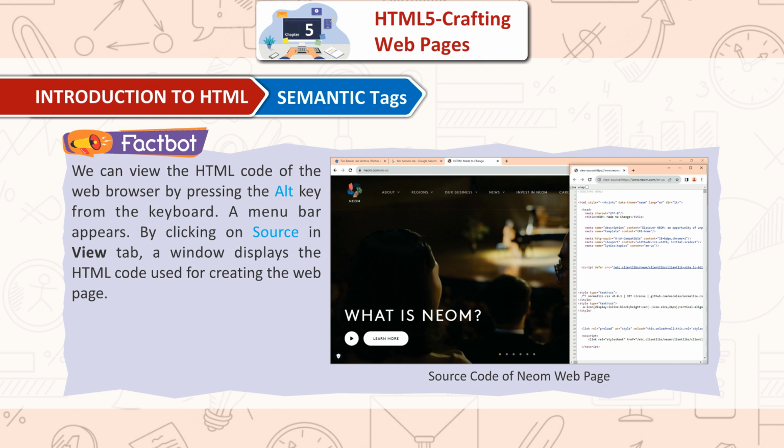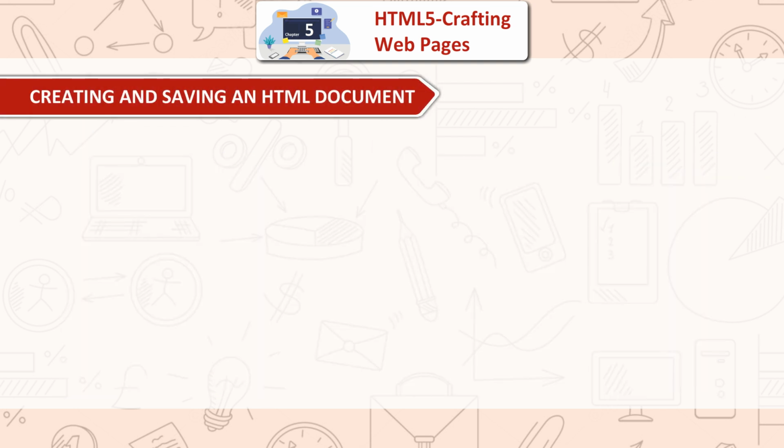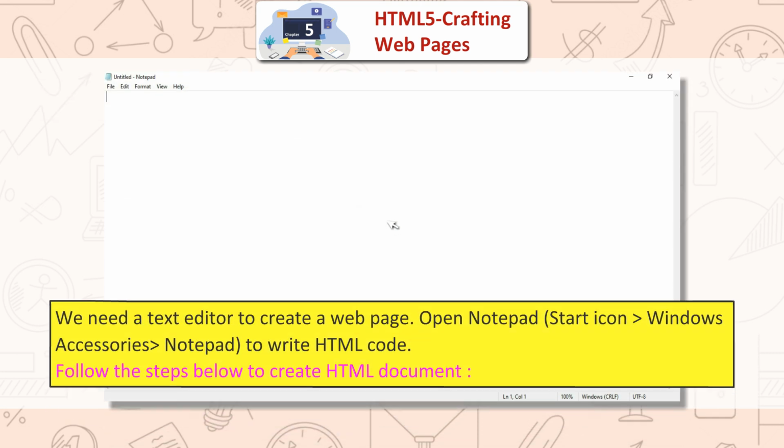We can view the HTML code of the web page in the browser by pressing the Alt key on the keyboard. A menu bar appears. By clicking on Source in the View tab, a window displays the HTML code used for creating the web page. Creating and saving an HTML document. We need a text editor to create a web page. Open Notepad: Start icon, Windows, Accessories, Notepad.